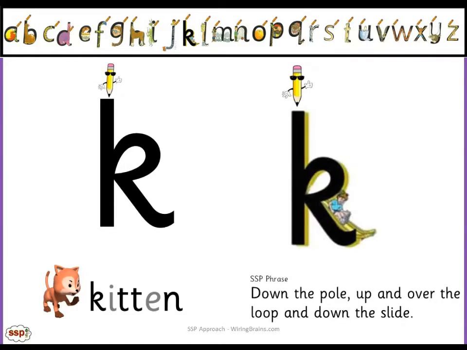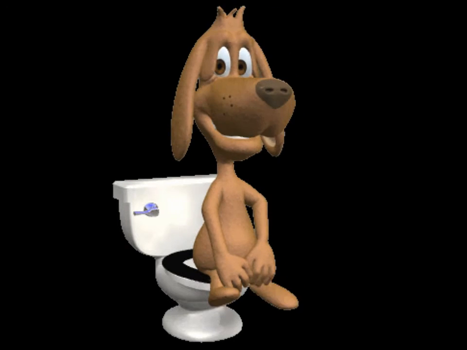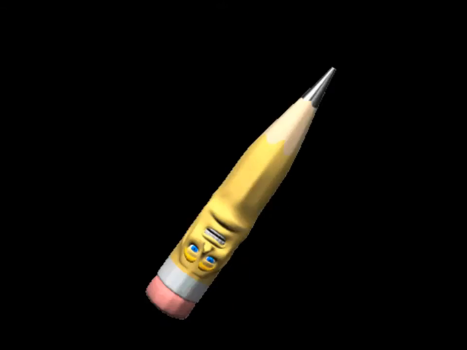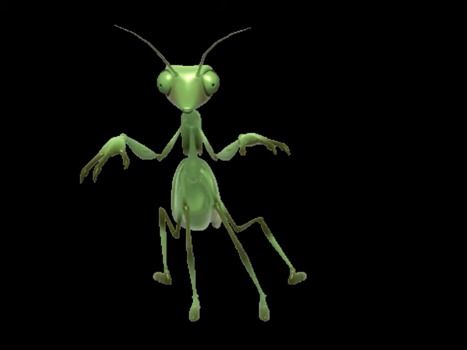Down the pole, up and over the loop, and down the slide. Whee! Down the pole, up and over the loop, and down the slide. Whee! No, not that kind of wee. Rub it off. Are you ready?